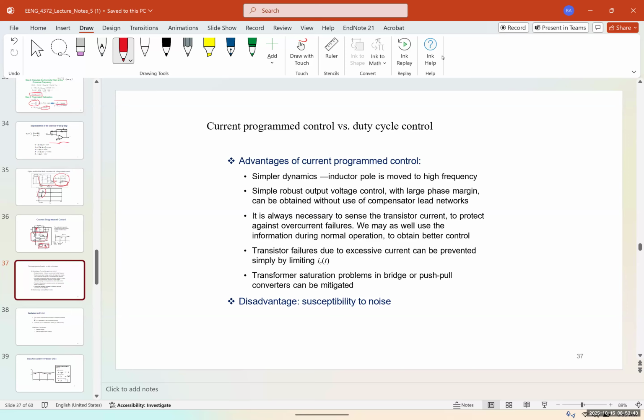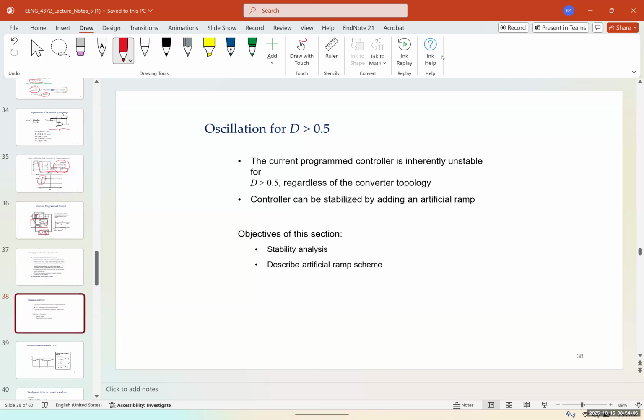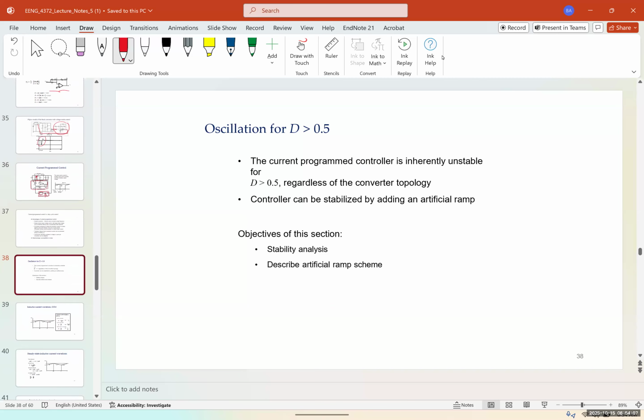And the disadvantage is that it is susceptible to noise. And it's a little more complicated than the voltage controlled. And we have an oscillation for duty ratios above 0.5 or 50%. The current programmed controller is inherently unstable for duty ratios above 0.5, regardless of the converter topology. So keep this in mind. The controller can be stabilized by adding an artificial ramp.